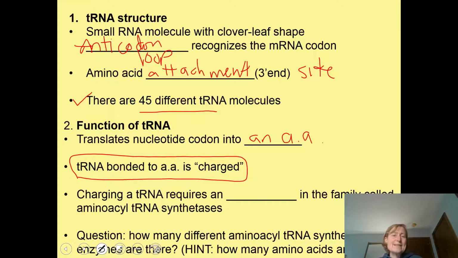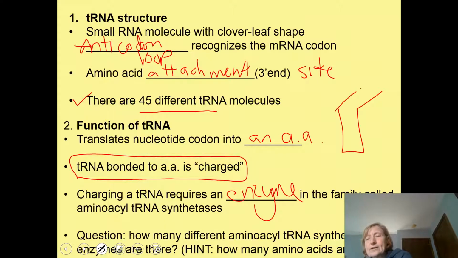Charging up a tRNA molecule requires an enzyme to put an amino acid onto our tRNA molecule. Remember, our tRNA molecule has this anticodon loop. To put an amino acid on, there's our amino acid, it takes an enzyme. It's also going to take some energy. The enzyme is in a group of enzymes called the aminoacyl tRNA synthetases.